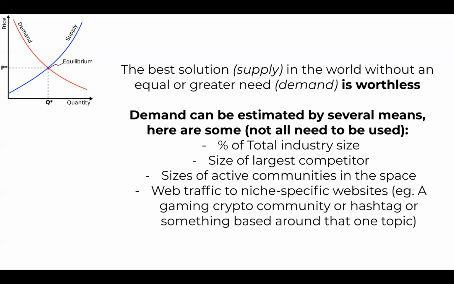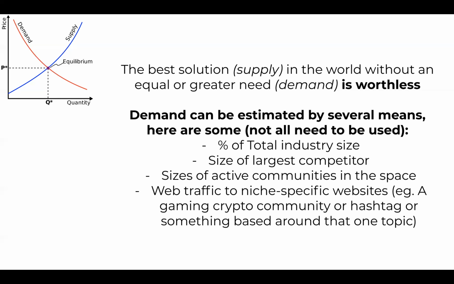Next thing is the sizes of the active communities in the space. Obviously, these will be communities of people who are actively talking about one specific thing. And so if you've got 100,000 people active in a group that's talking about crypto gaming or something like that, that's a huge indication of how many people are really, really interested in it. And then you can cross-reference that with multiple different forums and stuff like that as well.